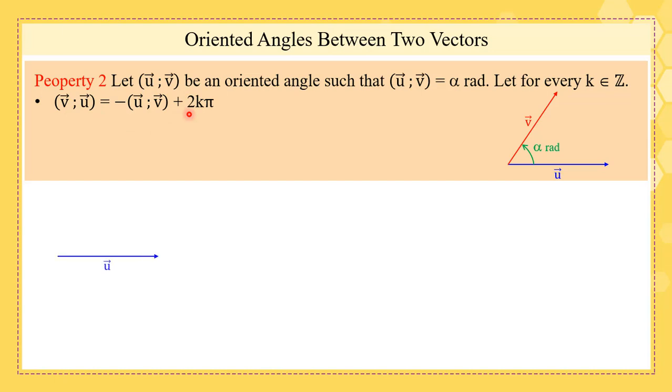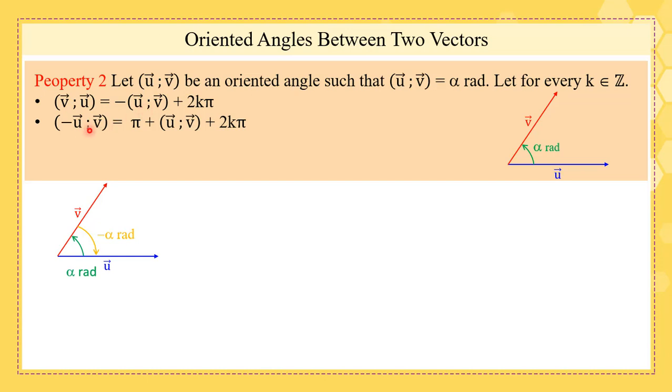Let's see it graphically. This is U and this is V, and this is the angle in between. Now, if I want to talk about the angle between V and U, I have to go clockwise from V to U. So that's it. This would be minus alpha. So the relation between (V,U) and (U,V) is that (V,U) equals minus (U,V).